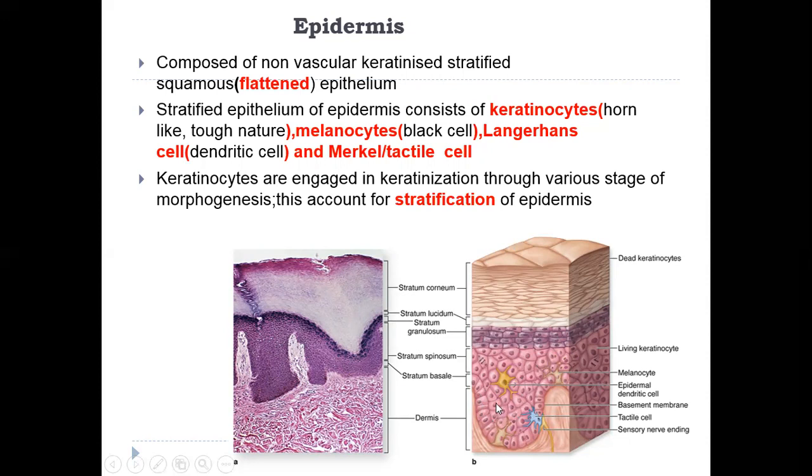There are some non-keratinocytes which are present in the epidermis. They are named as melanocyte, which produces color on the skin, Langerhans cells, which are dendritic cells, Merkel cell or tactile cells. Now, keratinocytes are engaged in the process of keratinization through various stages of morphogenesis. So the epidermis has got keratinocytes.